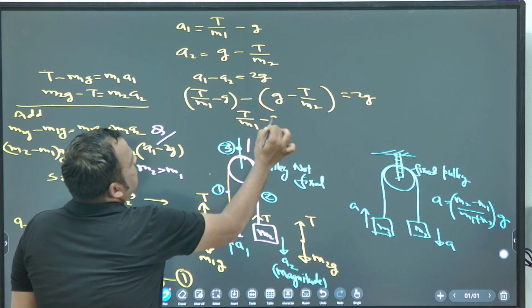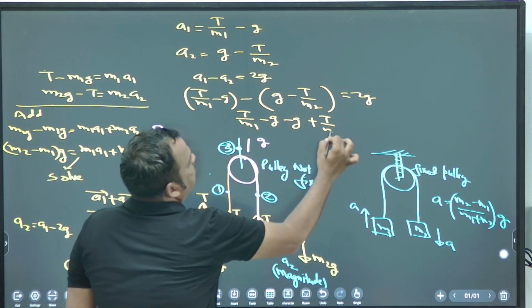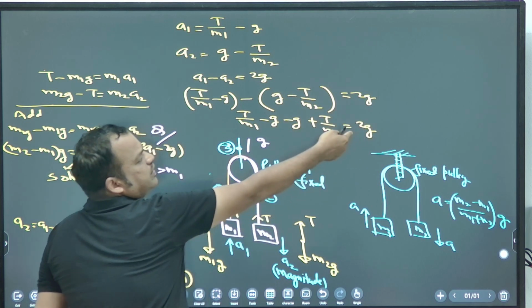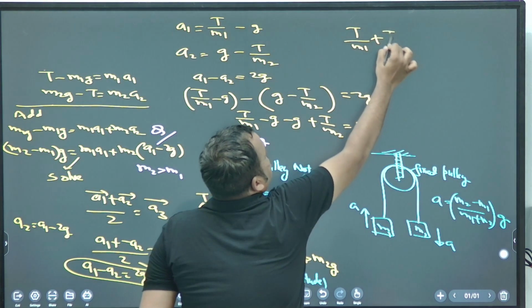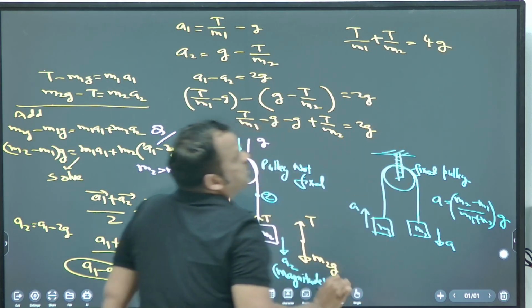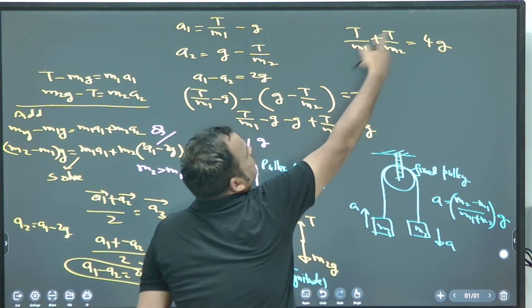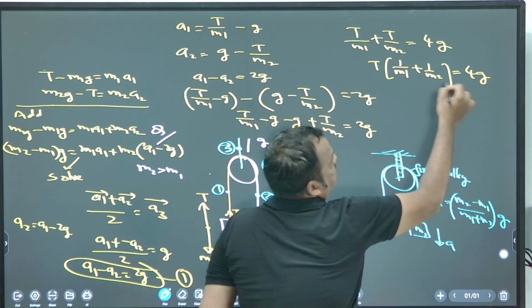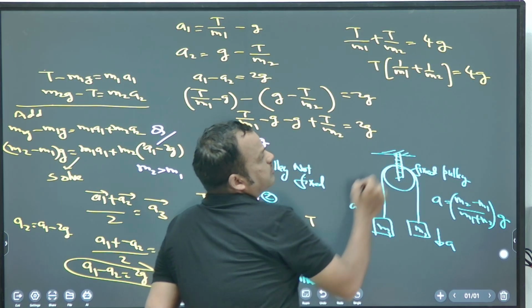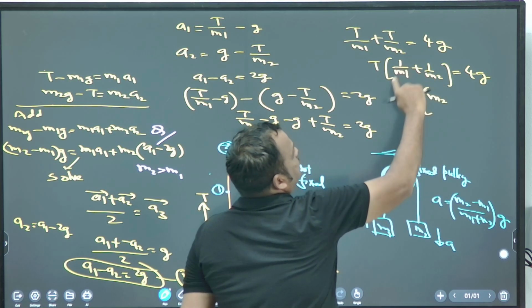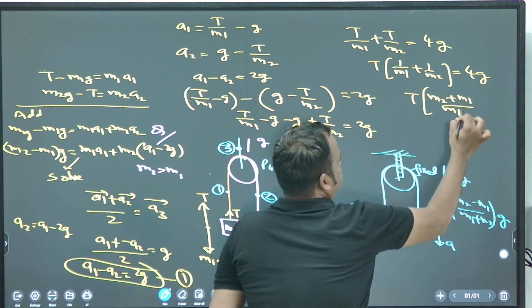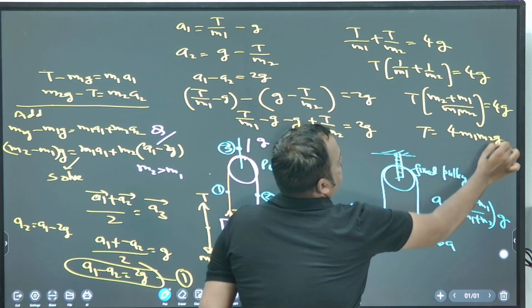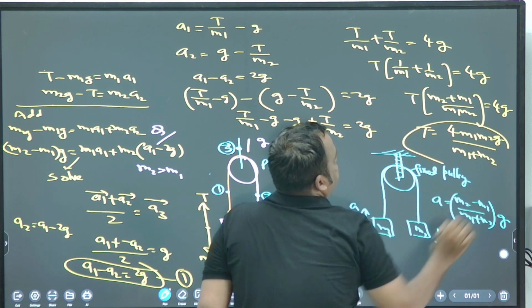So T by M1 minus g plus T by M2 is equal to 2g. Now the minus g will go to the right side and become 4g in total. So T by M1 plus T by M2 is equal to 4g. So now you solve this. T common, 1 by M1 plus 1 by M2 is equal to 4g. Solve this, (M1 plus M2) by M1 M2. So T is equal to 4 M1 M2 g by (M1 plus M2). Correct? This is the tension.